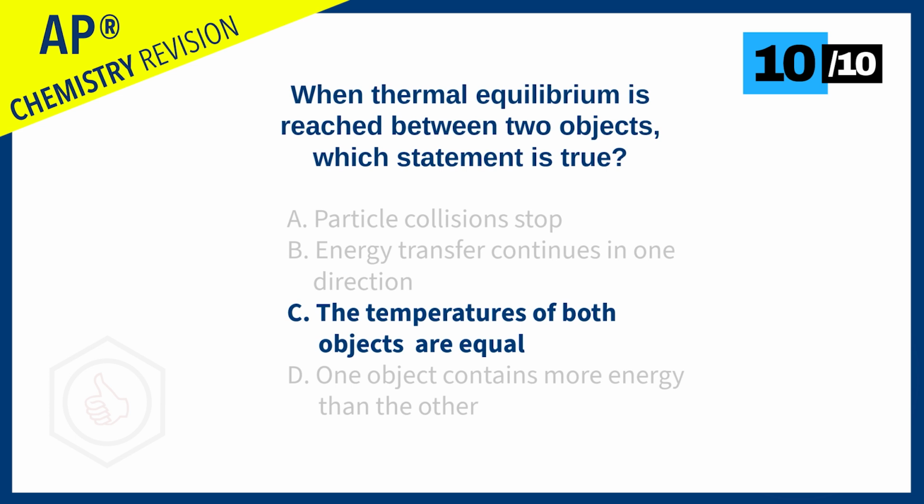There will still be energy transfer between the two objects, however, there is no net energy transfer, meaning the amount of energy that flows from object A to object B, for example, will be the same as the amount of heat energy that flows from object B to object A in the same amount of time, meaning their temperatures remain constant and are equal to each other.